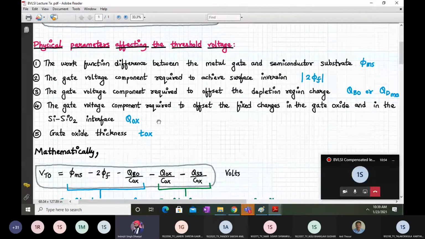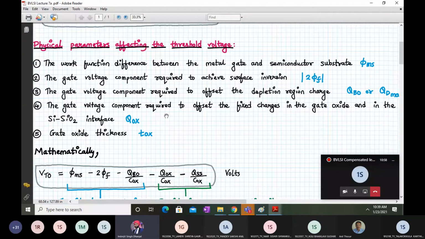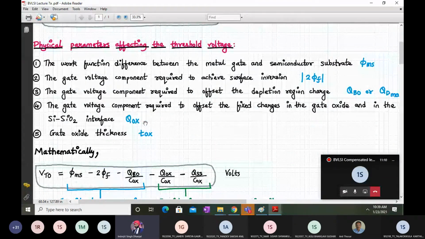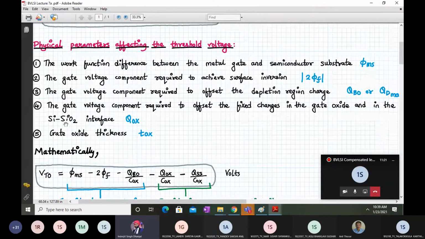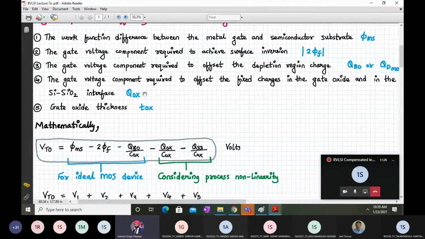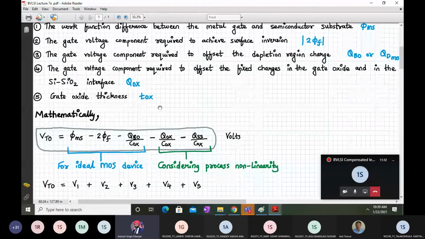Now, the fourth component is the gate voltage component required to offset, meaning overcome, the fixed charges in the gate oxide and at the silicon dioxide interface, which is QOX. The fixed charges in the gate oxide might be present from manufacturing, correct? And there might also be charges present near the SiO2 interface. So these are the two components required. Actually, there is one more component which will come, QSS. The last one is the gate oxide thickness, TOX.